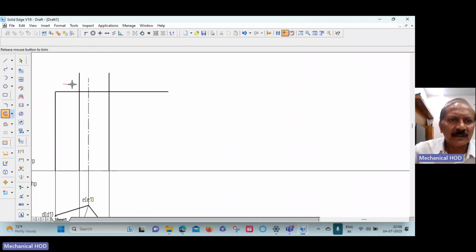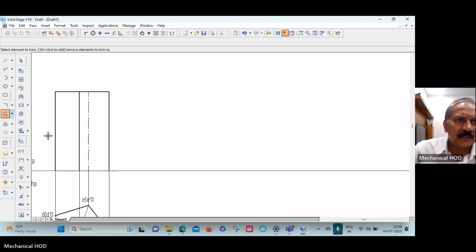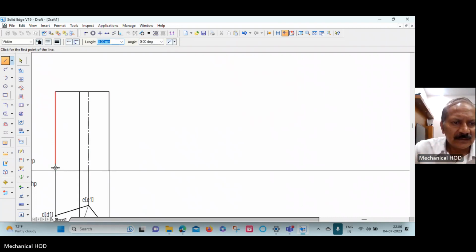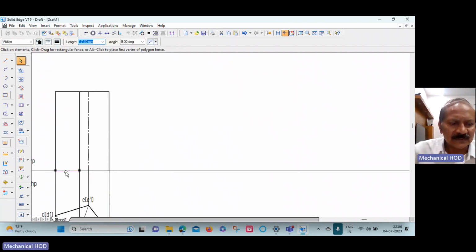Then go to trim command, trim out this. Draw one more line at the bottom from here to here, here to here, here to here. Draw 3 separate lines. Don't draw a single line. This should be a dark line, so select it and make it dark by selecting 0.5 mm thickness. And again, this line is a continuous line. We don't want a chain line, so make it a continuous line.